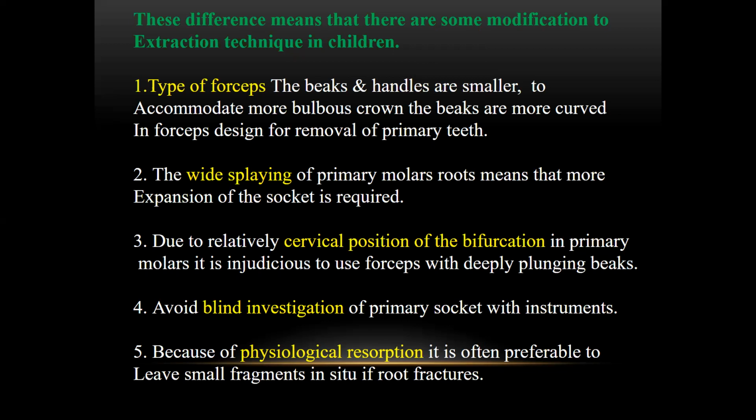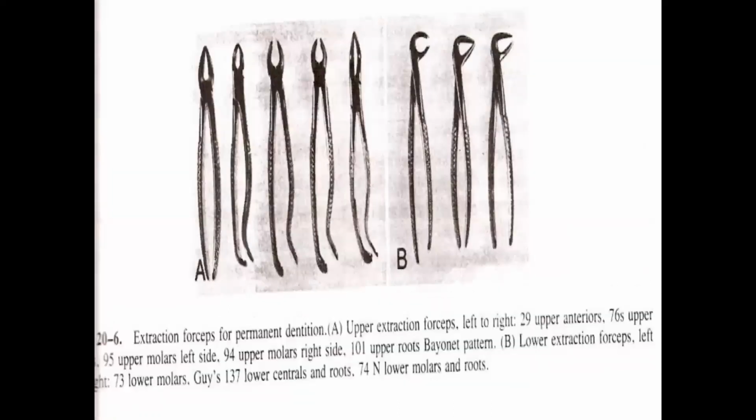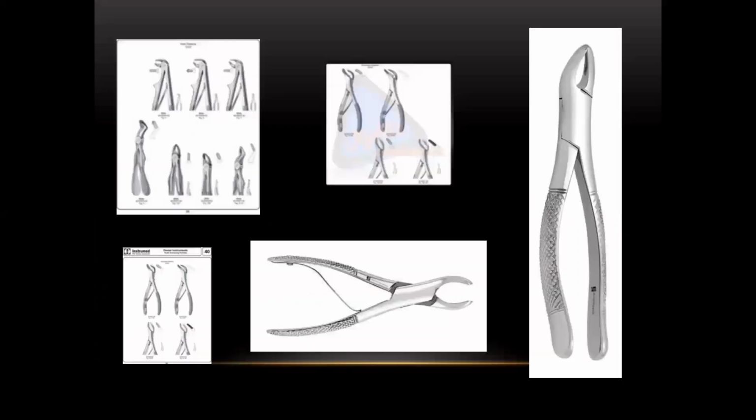Because of the physiological resorption, it is often preferable to leave small fragments in situ in root fractures. These are the forceps which you use for pediatric dentistry, children's pattern extraction forceps, British and American styles of forceps. You can see in the picture. These are the extraction forceps which you use for permanent dentition. We'll be showing them in the department also, so for your brief idea, I just displayed the figures. This is how the design will be for the primary forceps.